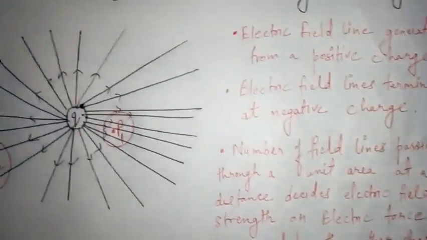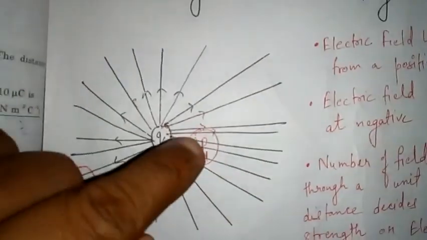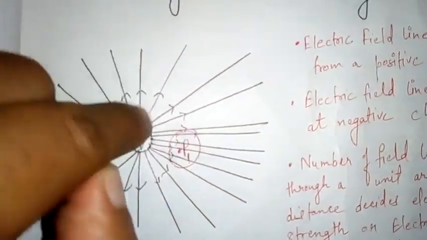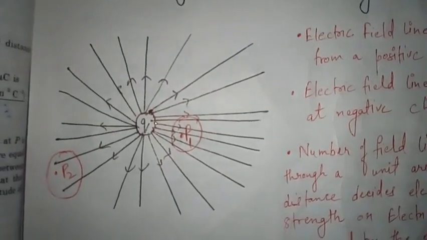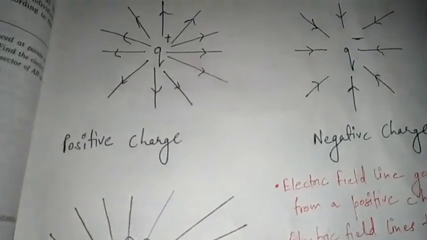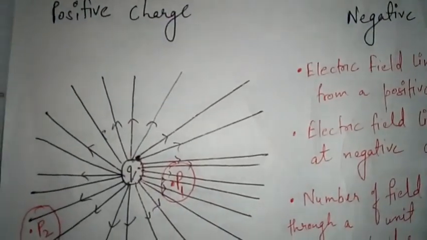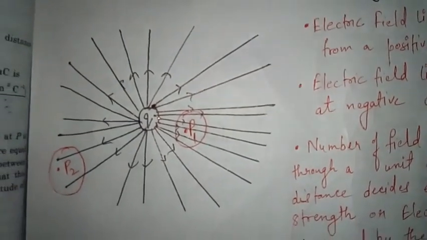Now if you look at this example, which kind of charge is it? The lines are going outwards. Is it a negative charge? No, it's not a negative charge, it's a positive charge. A positive charge is the one where the field lines are generating towards the outside.